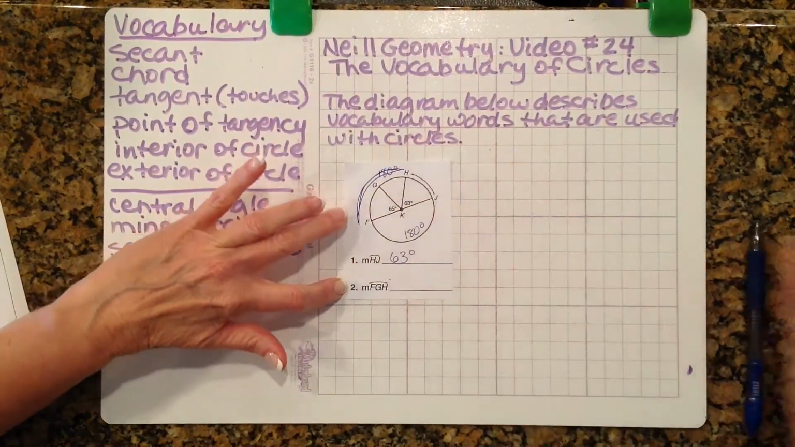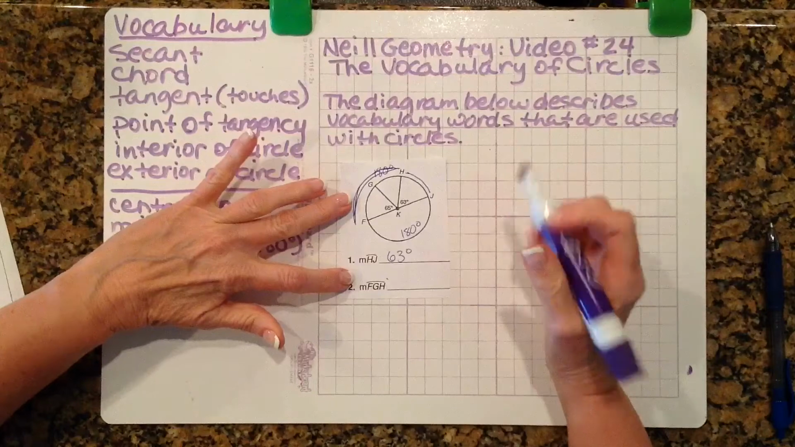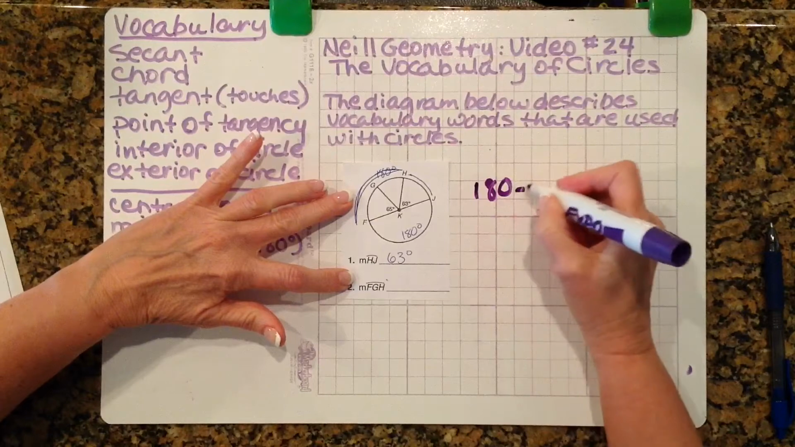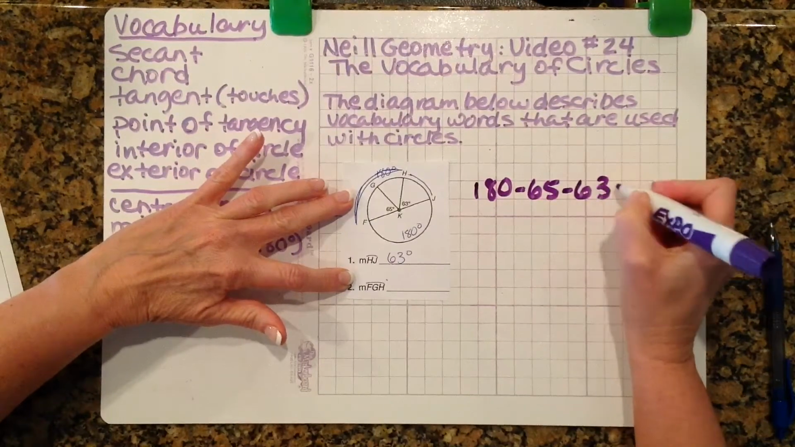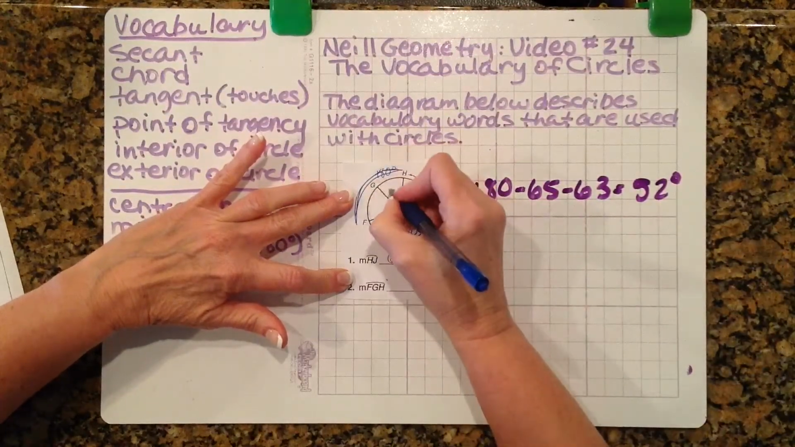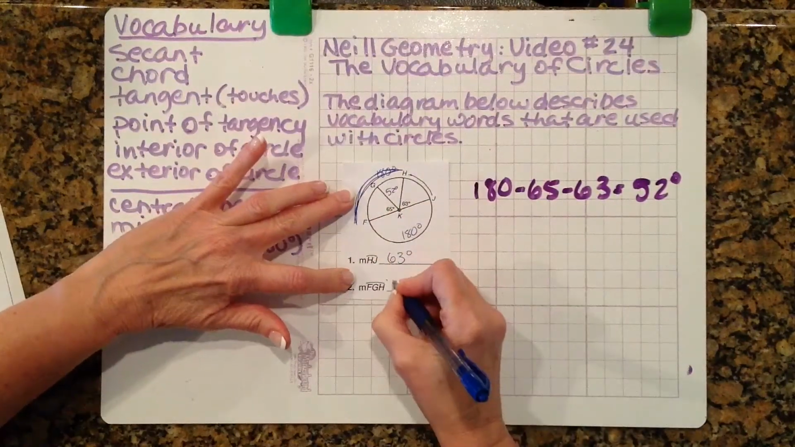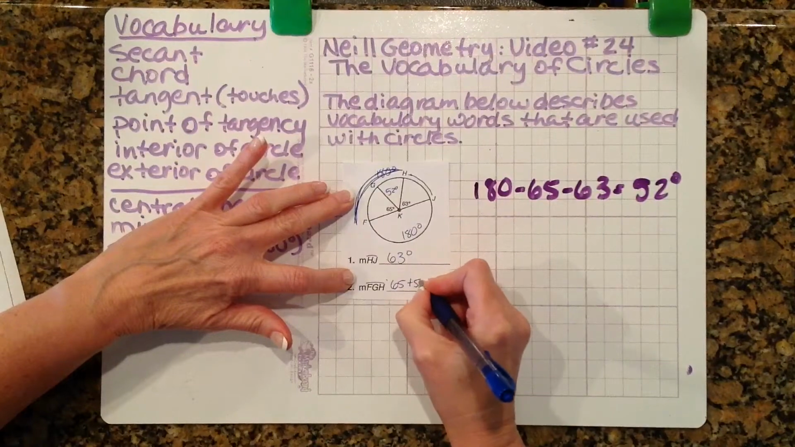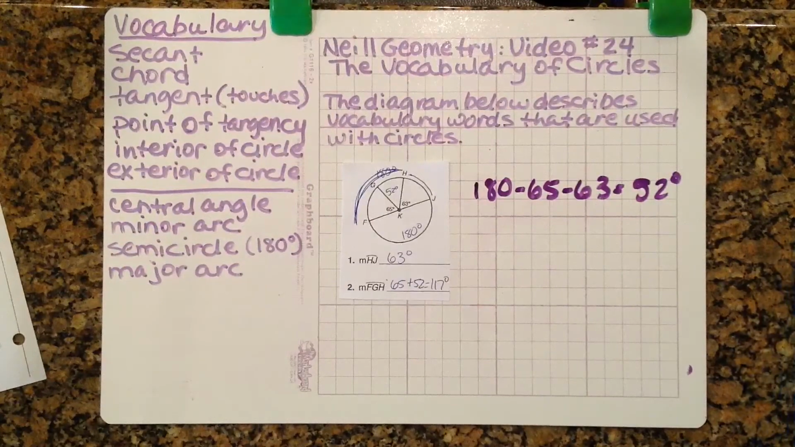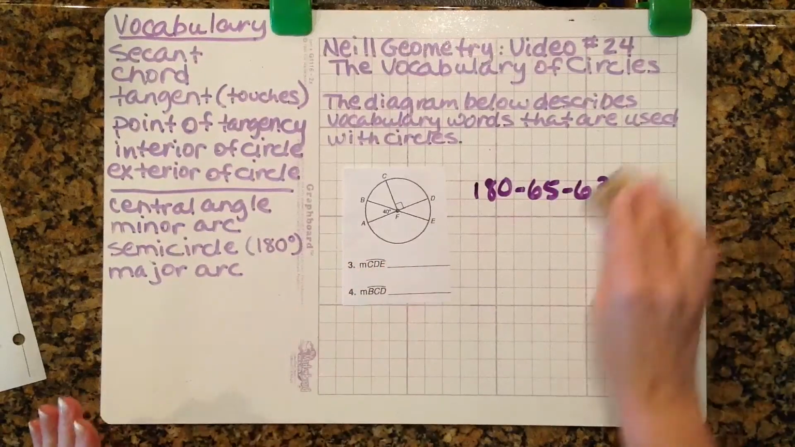Okay, so what I can do is I can figure out what that's going to be. I have a semicircle. I can go 180 minus 65 minus 63, and that gets me 52 degrees. So I know that this right here is 52 degrees, and I want these 2 arcs right there. So I'm going to go 65 plus 52, and that's 117 degrees right there. Okay, let's keep going. We have one more example.